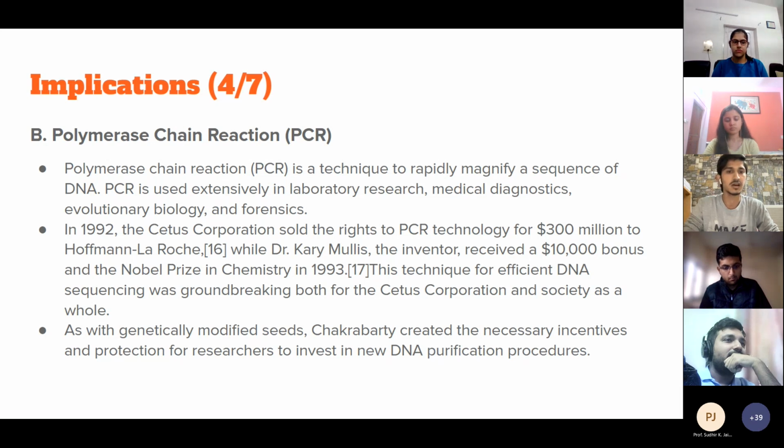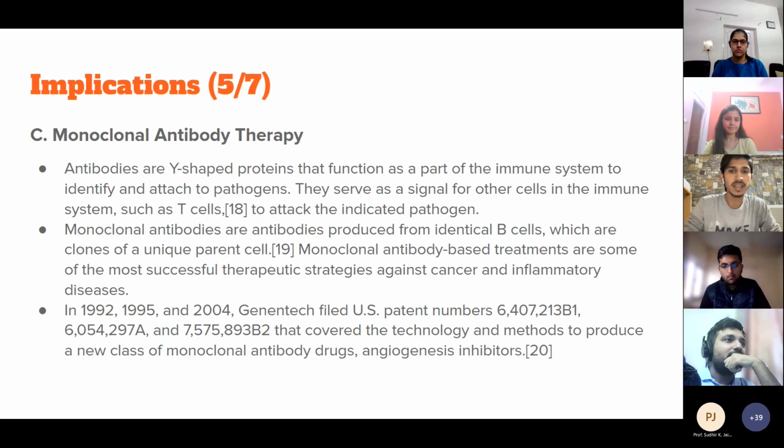And the third case is monoclonal antibody therapy. As we know, antibodies identify and attack pathogens, and monoclonal antibodies are used in the treatment of diseases like cancer and other inflammatory diseases. There are several companies like Genentech of the USA who patented this monoclonal antibody therapy, and they earned a huge profit from that.